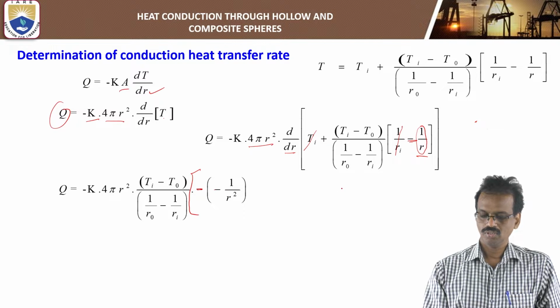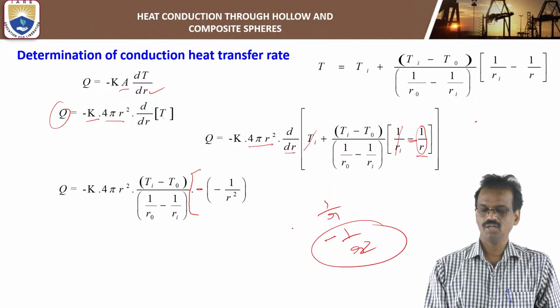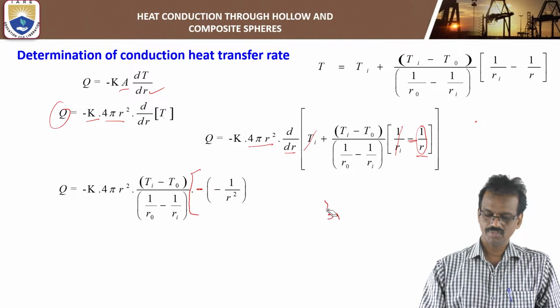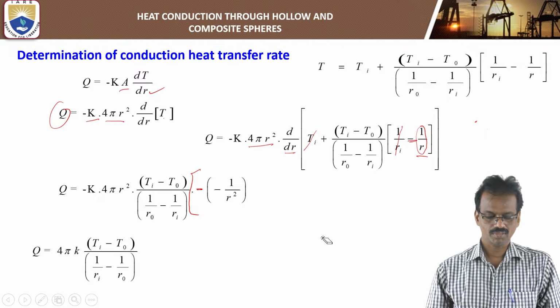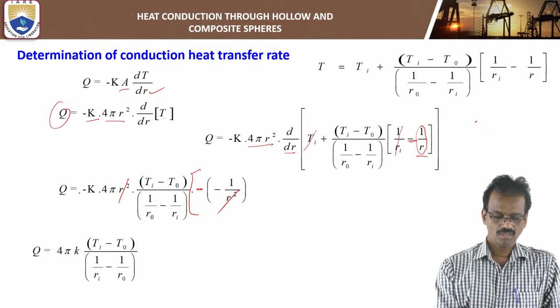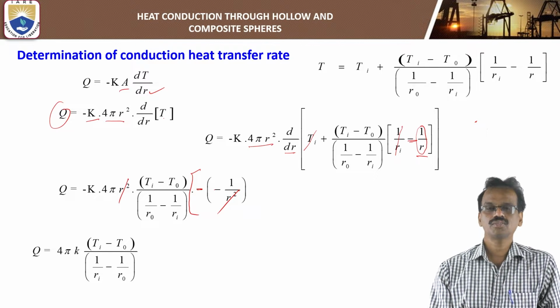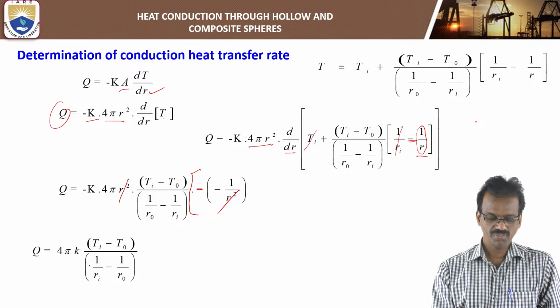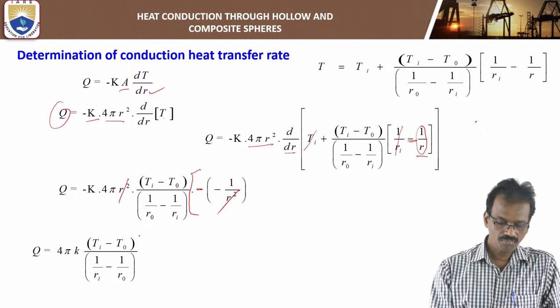Now we differentiate 1 by r with respect to r. The derivative of 1 by r is minus 1 by r square, so minus of minus 1 by r square. Here r square will be cancelled, minus into minus gives plus. Next, here also a minus is there. To cancel that minus, we rearrange: 1 by r naught minus 1 by ri is written as 1 by ri minus 1 by r naught. So minus minus cancels, and this is the final formula.